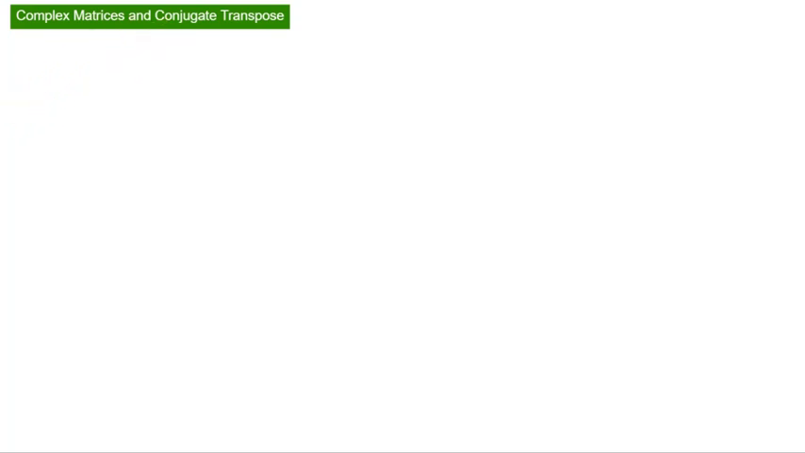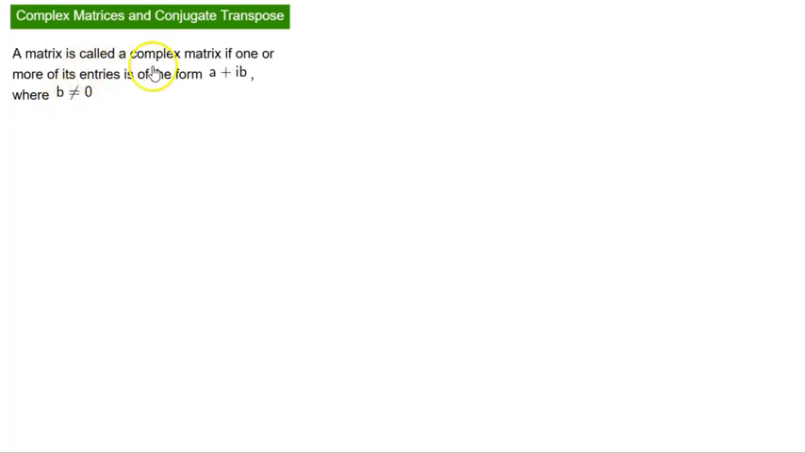Let us look at complex matrices and conjugate transpose of those matrices. A matrix is called a complex matrix if one or more of its entries is of the form a plus ib, where b is not equal to 0. For example, we have this complex matrix. First row, third element is minus i, and second element in the second row is 11i. So even if one of these elements is of this form where b is not equal to 0, we call it a complex matrix.